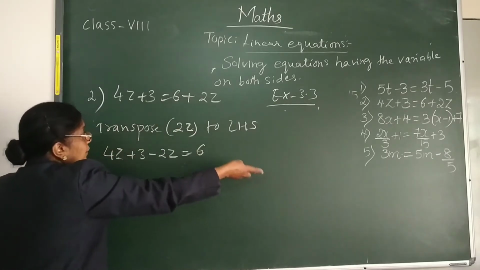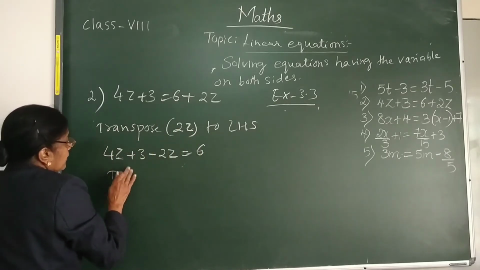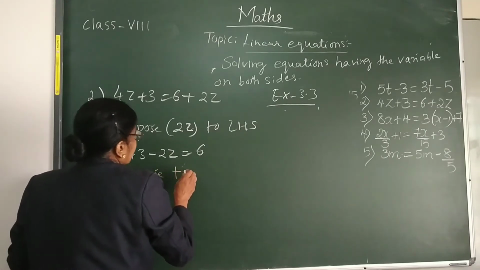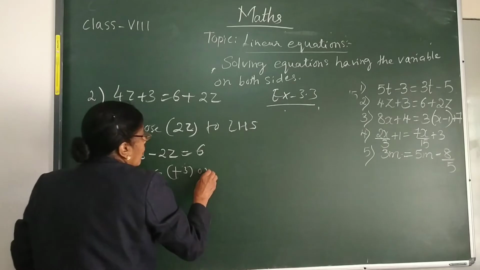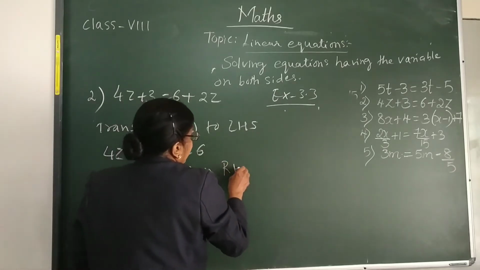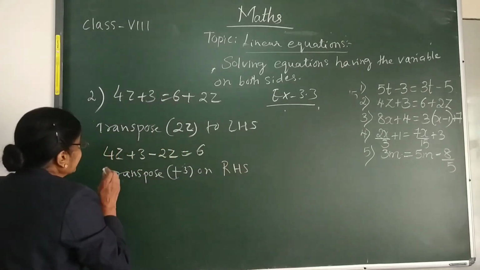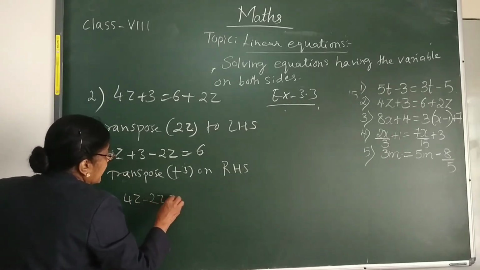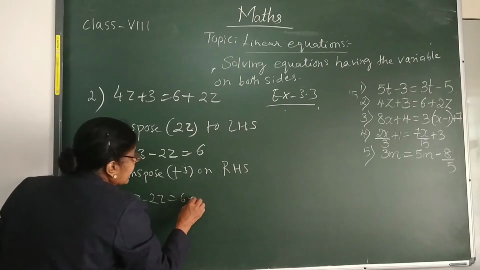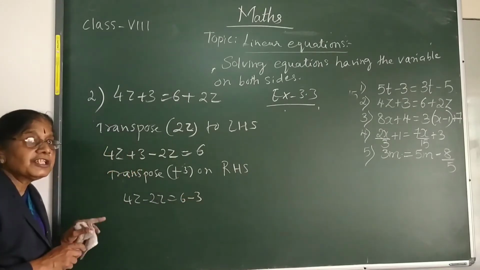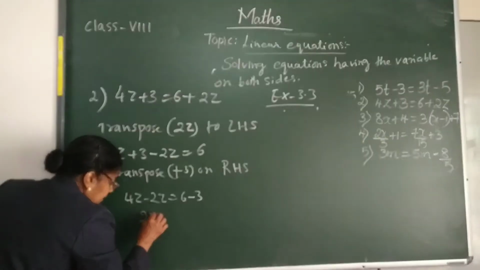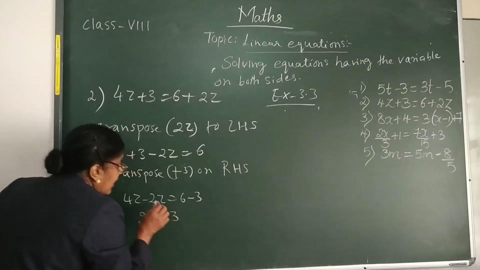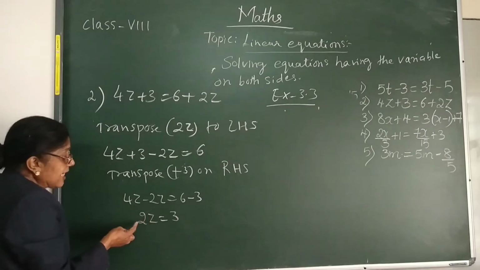Next, plus 3 I am going to transpose. So transpose plus 3 to the right hand side. So what do we get? Let us see. So we get 4z minus 2z is equal to 6 minus 3. What is 4z minus 2z? It is 2z. What is 6 minus 3? It is 3.